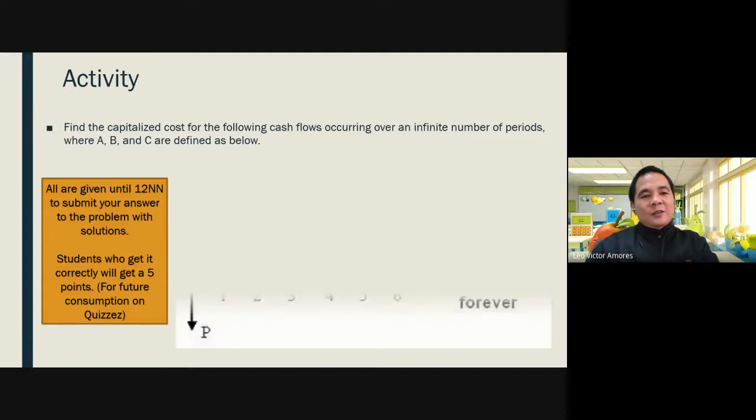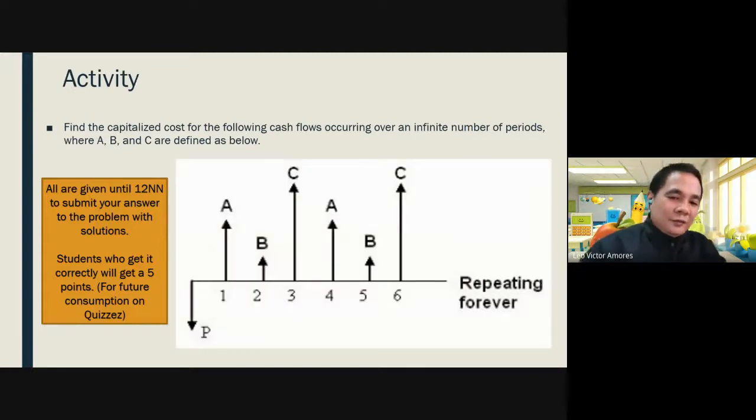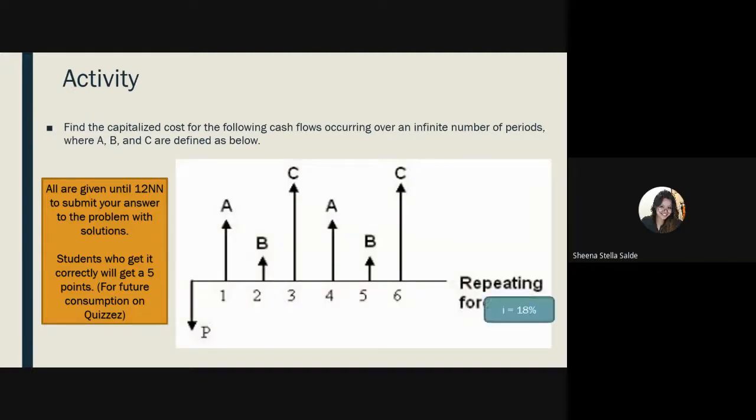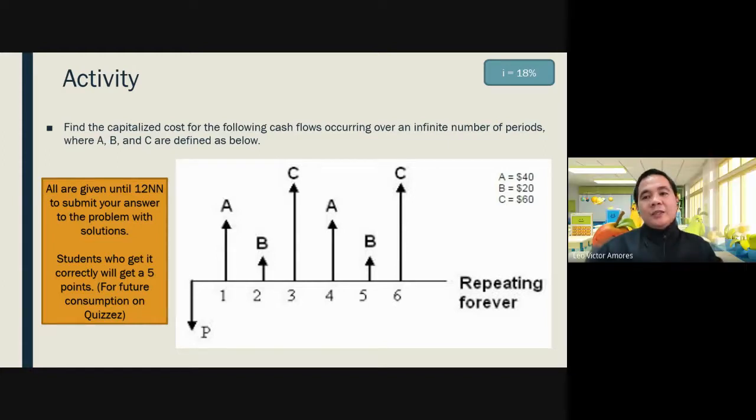Okay. So, the problem is this one. Interest rate is 18%. Kindly take a screenshot because the succeeding discussion will be erased, but there is only a little left. Gradient na lang. Okay?